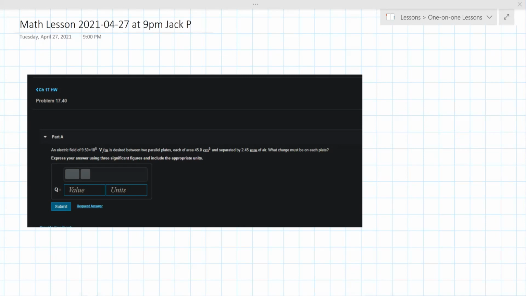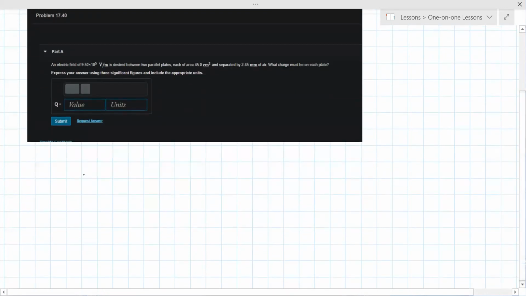All right. So an electric field is desired between two plates. The area of each plate is given. They're separated by some air, which is normal. Actually, there's no picture here, but they give you a formula: C equals epsilon naught A over D. And epsilon naught is 8.85 times 10 to the minus 12. The area is given. That's the 45.